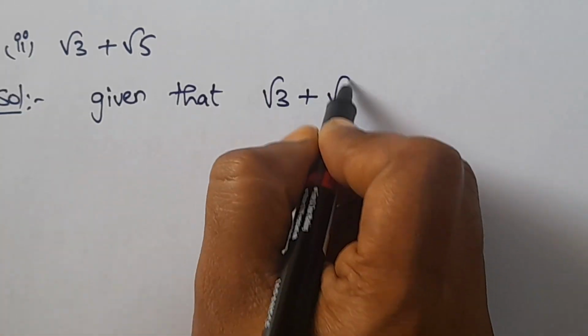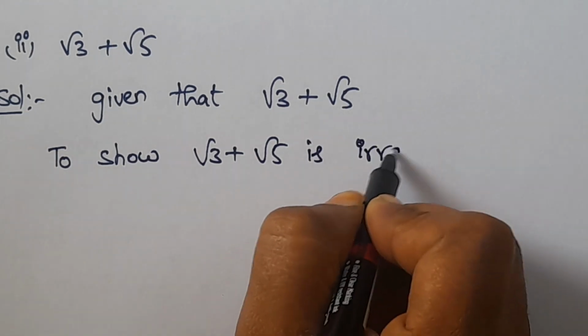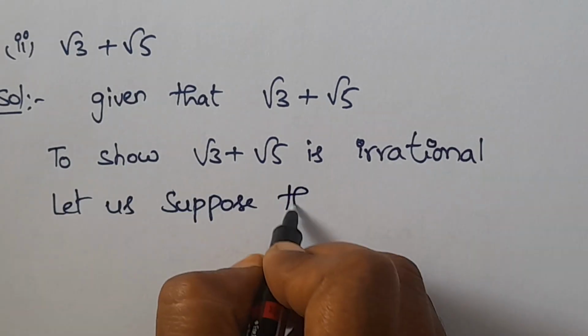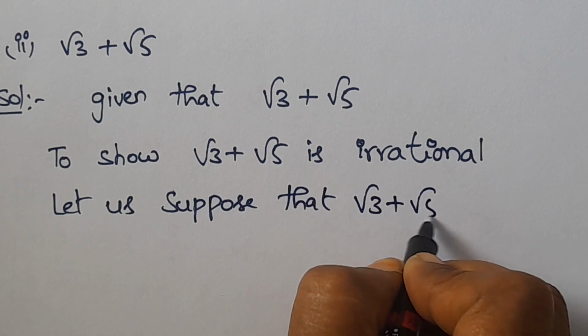Second bit, root 3 plus root 5. To prove root 3 plus root 5 is irrational, we have to suppose that root 3 plus root 5 is rational.